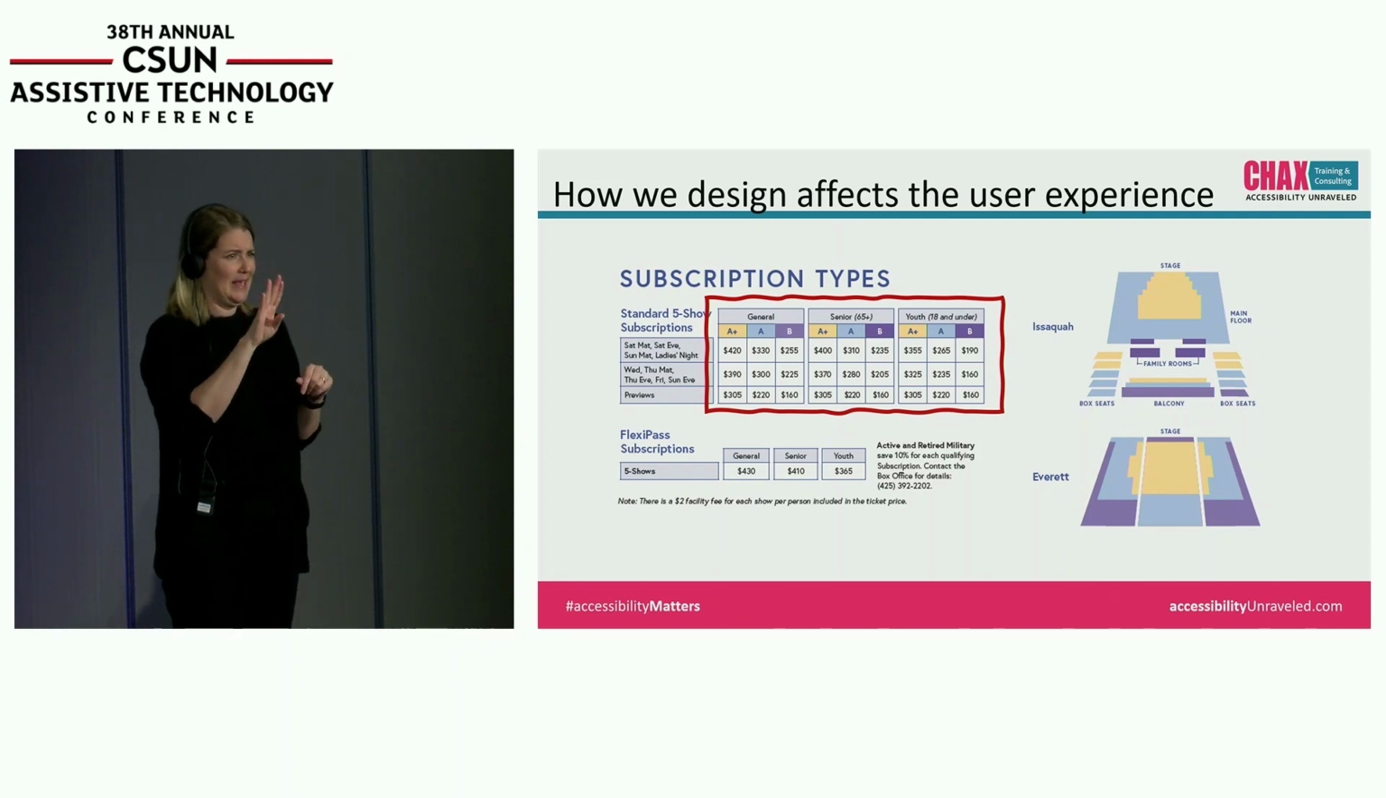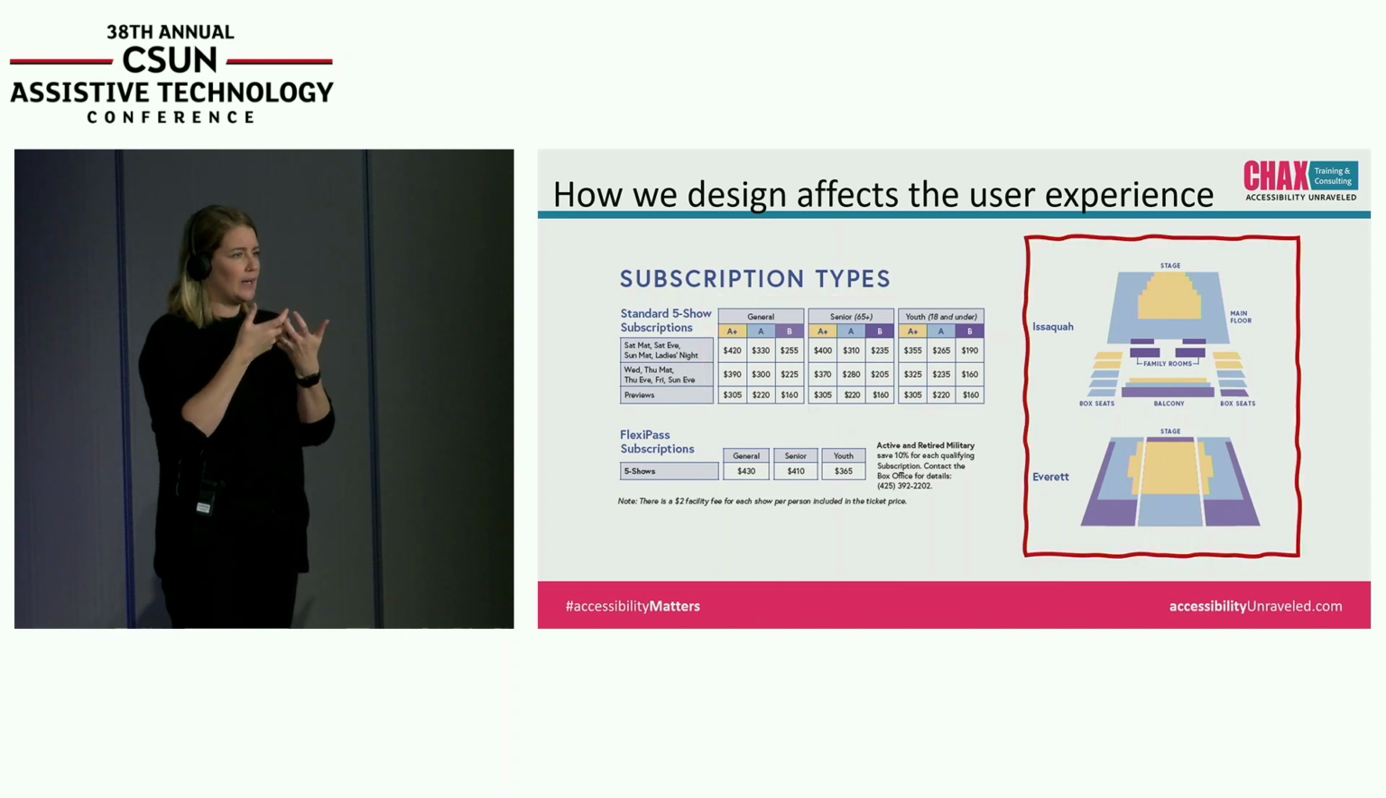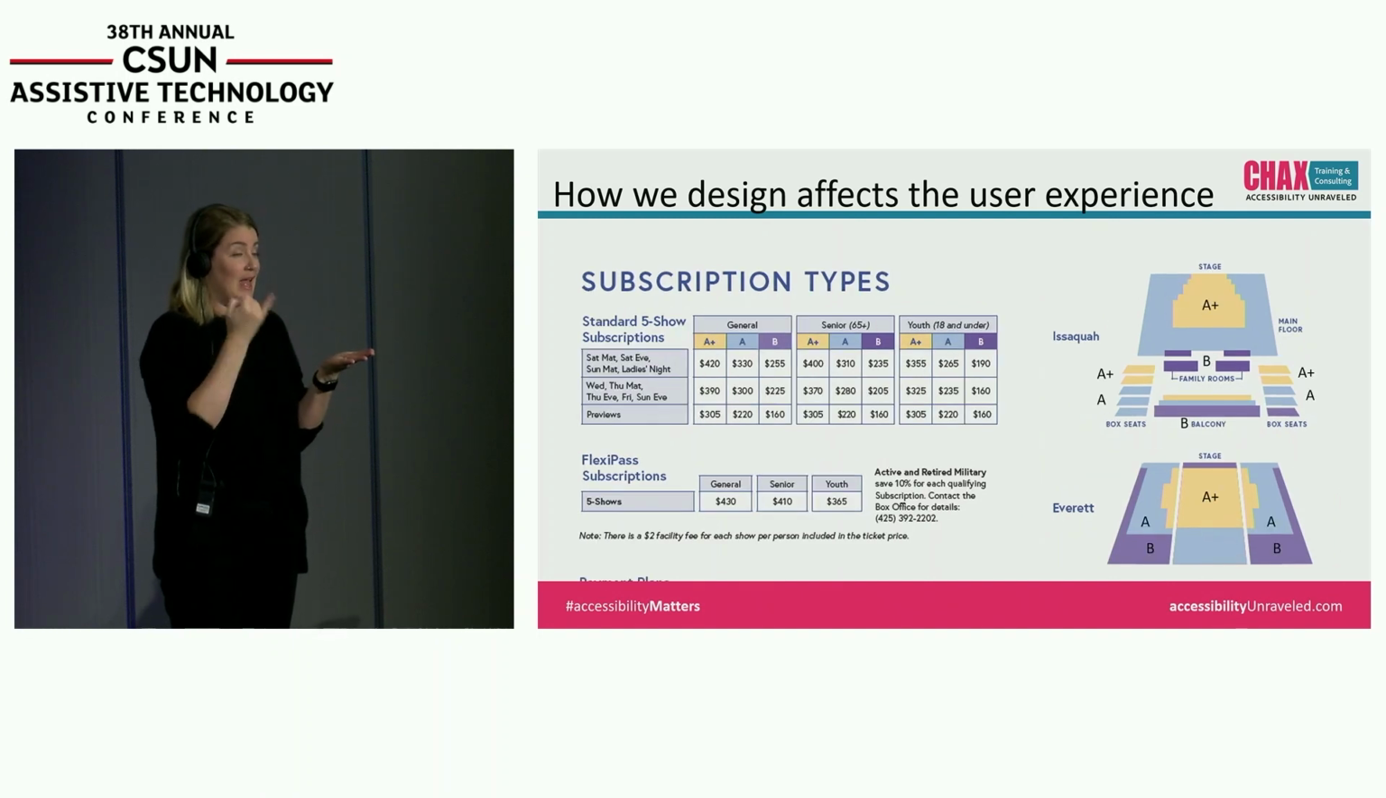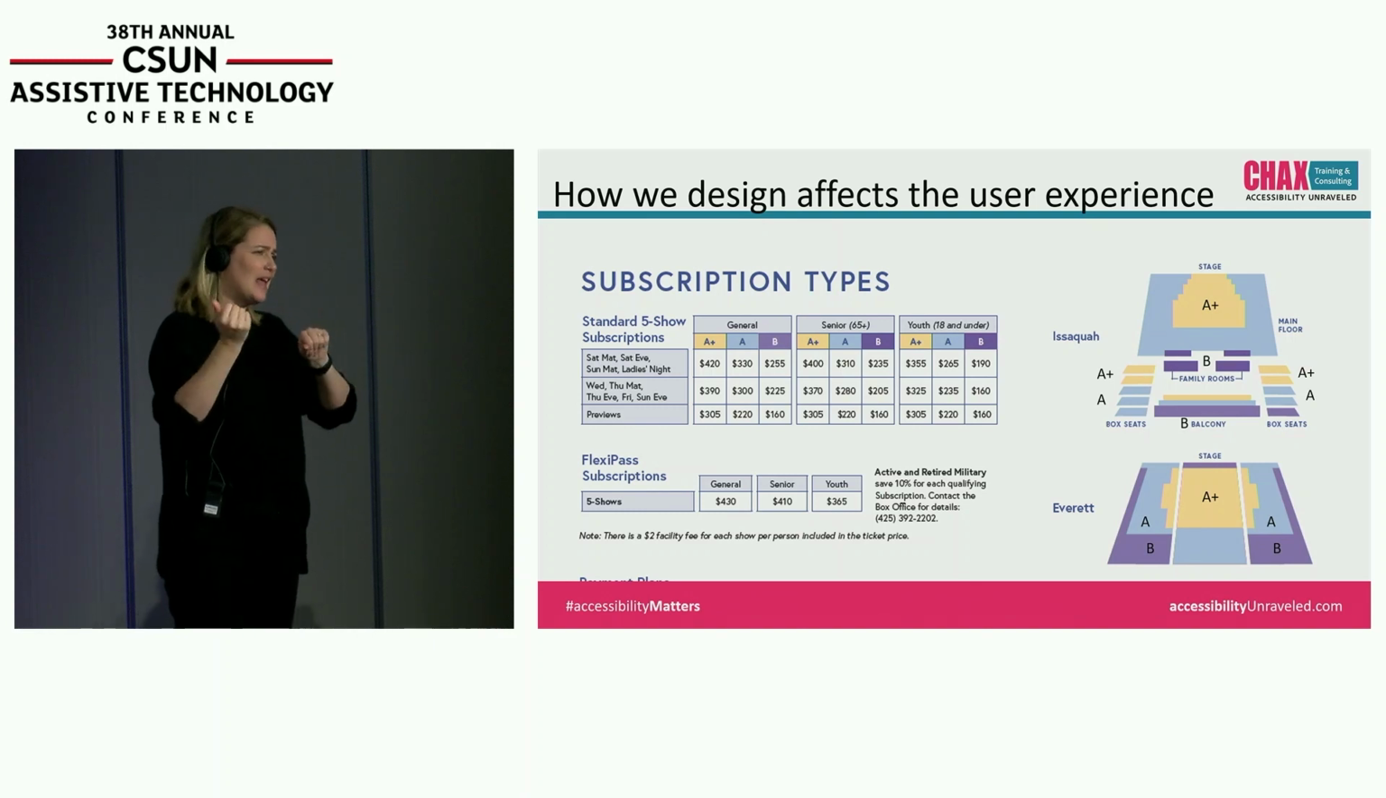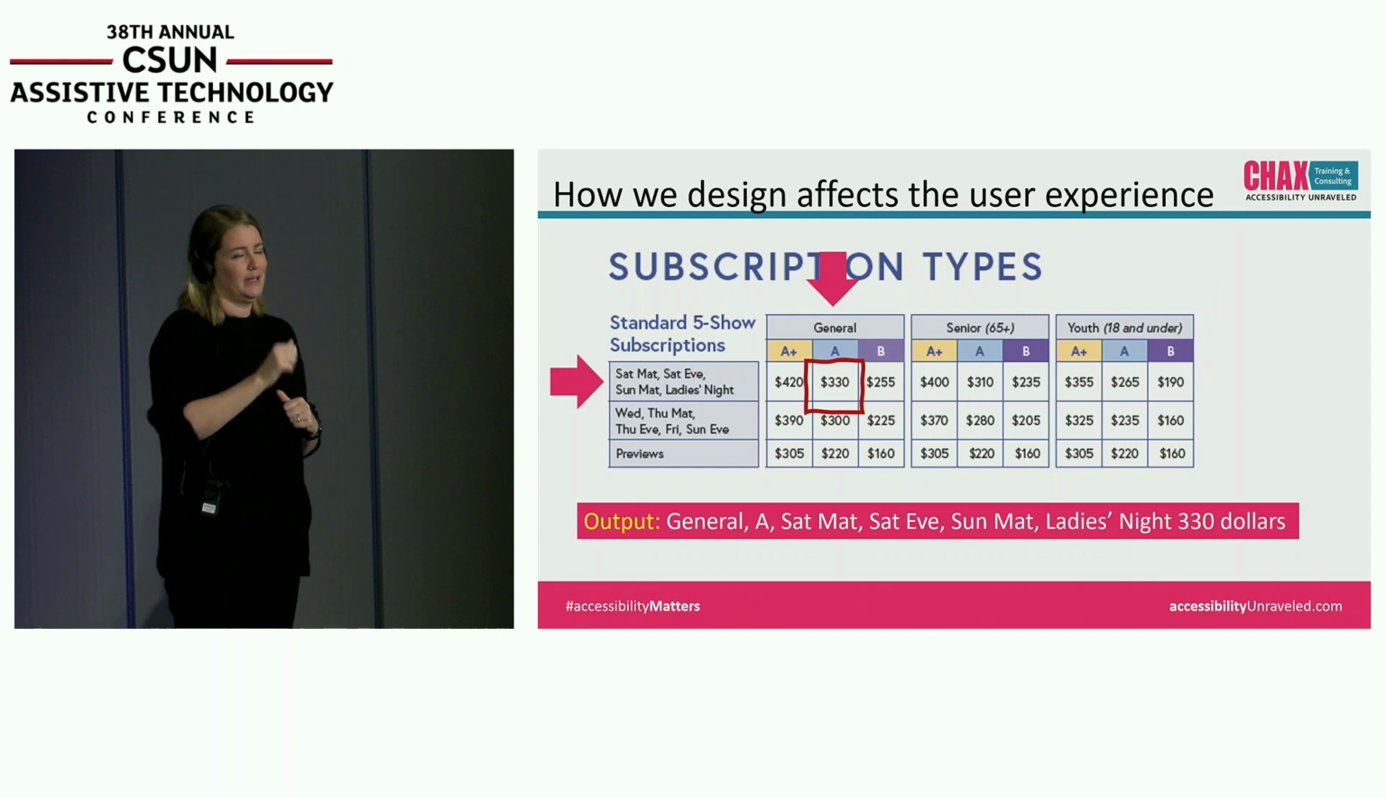They're color-coded. And now I've got to look at the image on the right-hand side to figure out which ones they are. Where does it go? Which ticket am I buying? But if I were to simply add some labels to that map, now it's a much easier user experience to understand where I want to sit. It benefits everyone, not just people with disabilities, right?